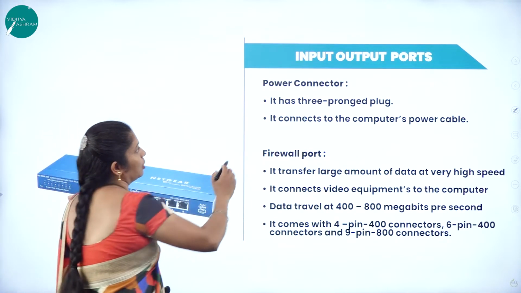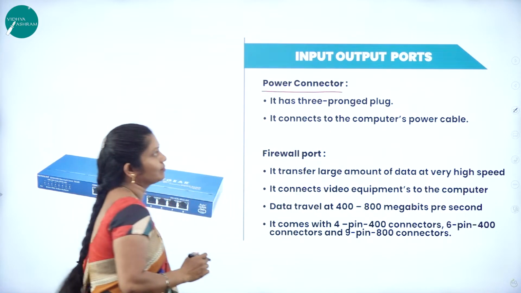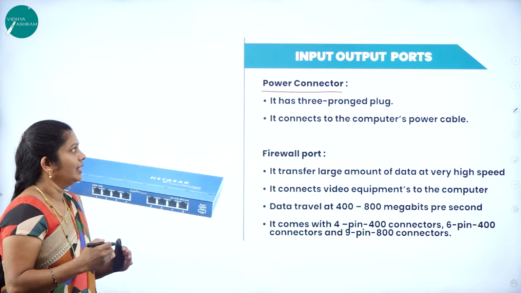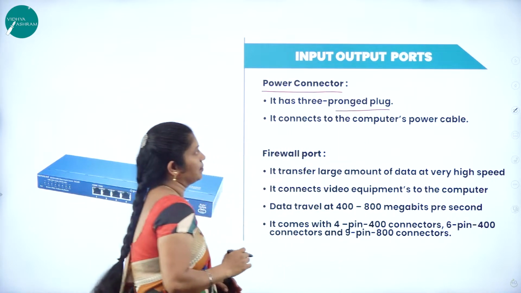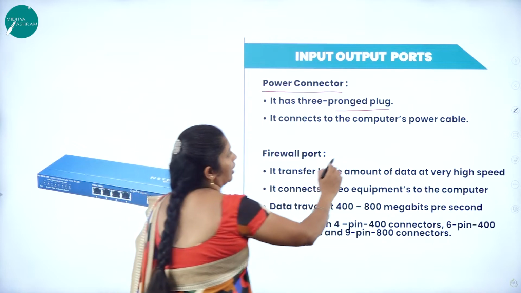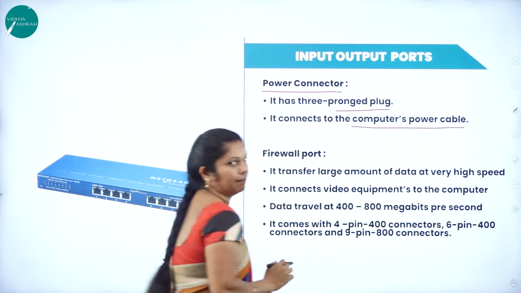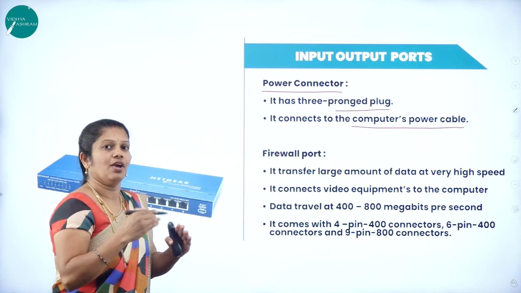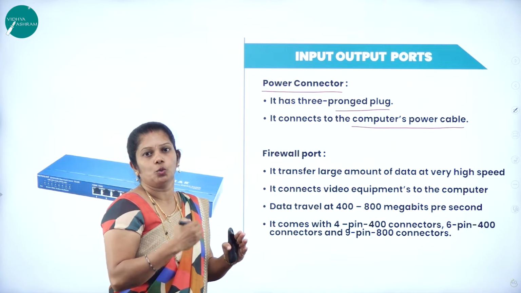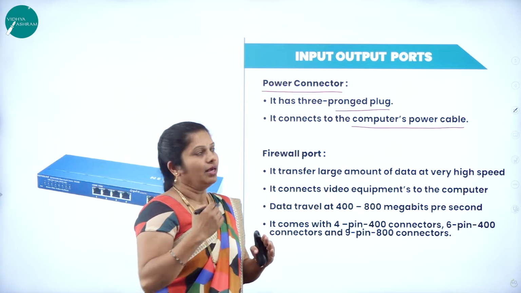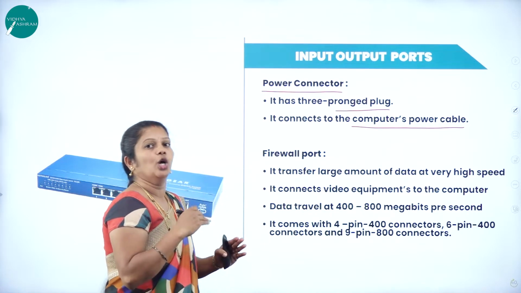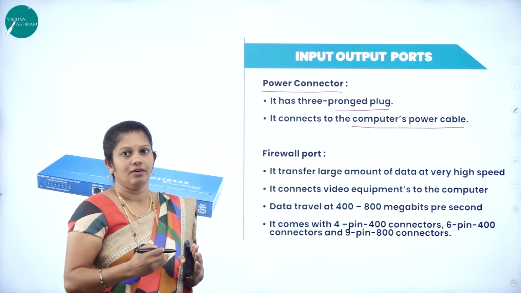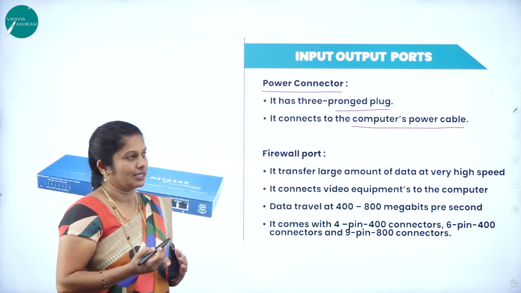Next we'll discuss the power connector. What do we mean by this power connector? It has a three-pronged plug. It connects to the computer power cable. To process anything on the system, we must have a power supply to the system, and that can be done at this power connector. On that particular port, we can connect the power to all the components of the system.